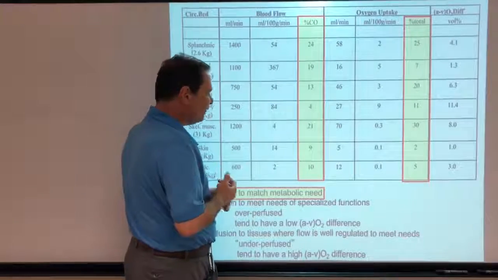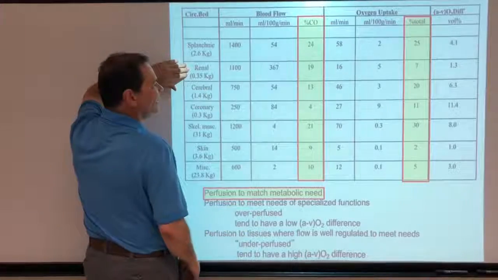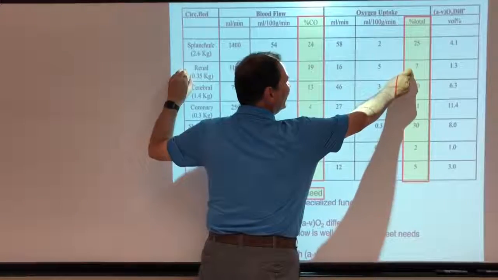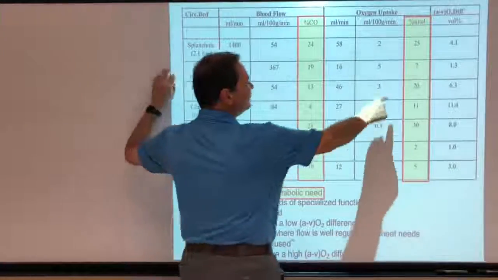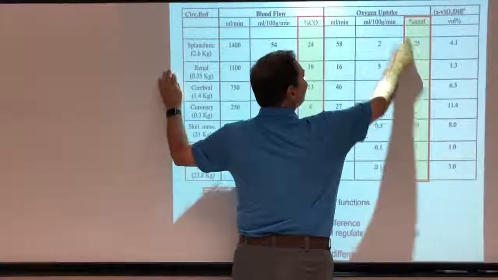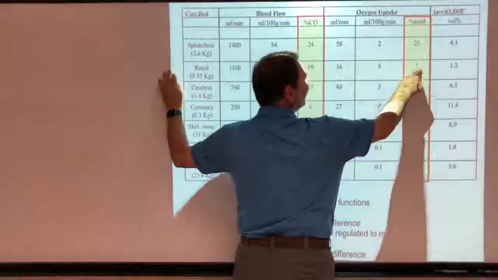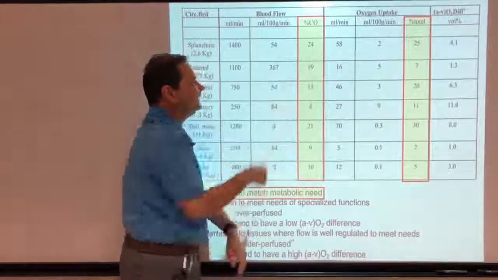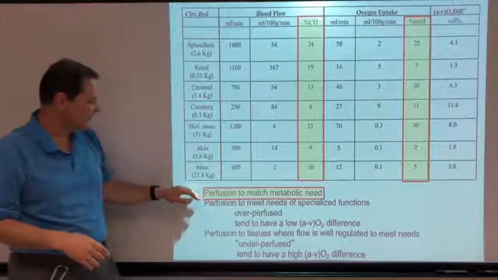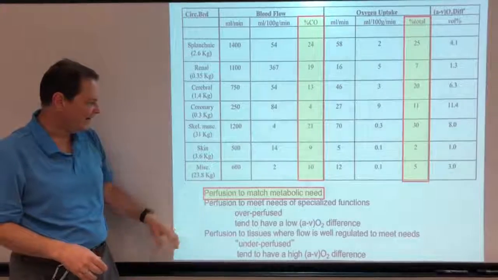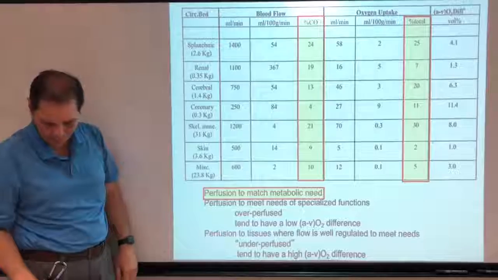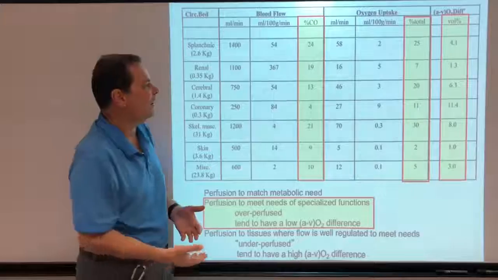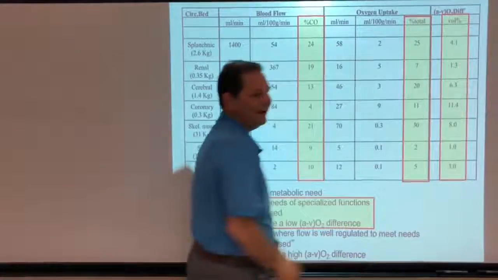And the reason for that is because a lot of these organs use oxygen for something other than metabolism. So if the kidney got just what it needed based upon its metabolism, that is the amount of oxygen it's utilizing, 7% of the cardiac output would be enough. But it doesn't get 7%, it gets 19%. And so we call organs like the kidney overperfused, okay? And that means that they get more than you would predict based upon their metabolic rates.